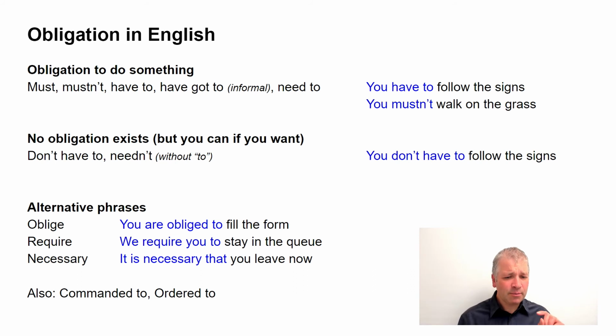And it's important to notice there with it and that, this is a way of avoiding revealing who is giving the command. So if you want to keep the person giving the command in the distance out of the picture, you can say it is necessary that, or you are obliged to. Both of these phrases hide the person giving the command. So if you want to do that, those are your options there. Also, commanded to, ordered to are other ways of giving obligation in English.